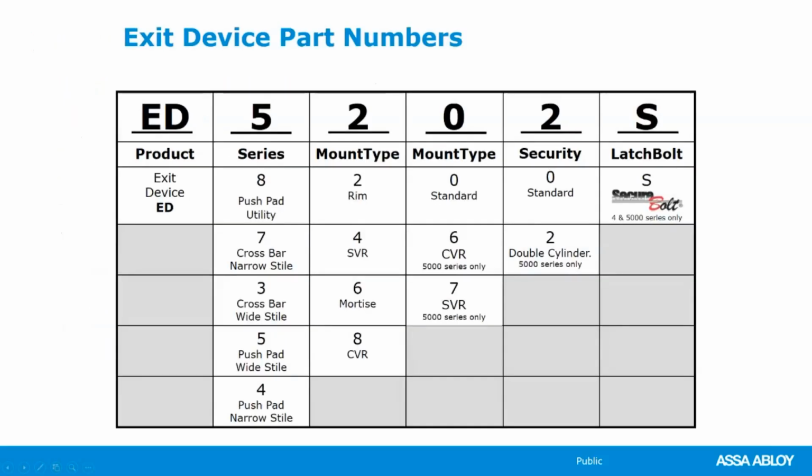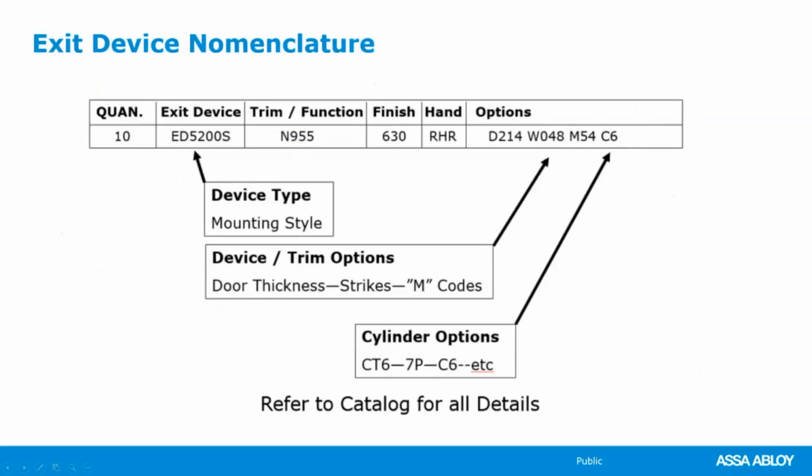Again, breakdown of the part numbers again. The series, the mount type, latch bolt. Nomenclature would look like this in the how to order. We start with our device, then our trim, then our finish, then our hand, then any options. D is door thickness, W is width, M are our miscellaneous codes, and C has to do with cylinders. So that takes care of our architectural grade devices.